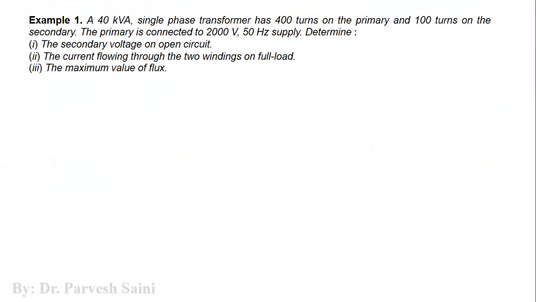The statement of this numerical is: a 40 kilovolt ampere single phase transformer has 400 turns on the primary and 100 turns on the secondary. The primary is connected to a 2000 volt 50 hertz supply. We have to calculate the secondary voltage on open circuit, the current flowing through the two windings on full load, and the maximum value of flux. So let us solve this numerical.